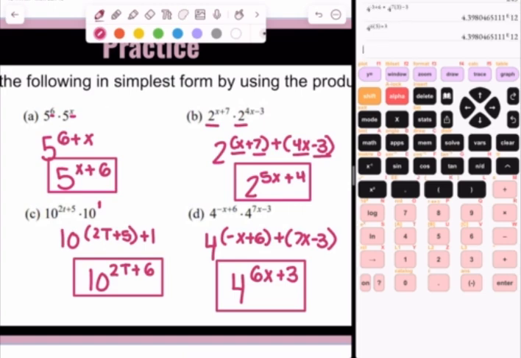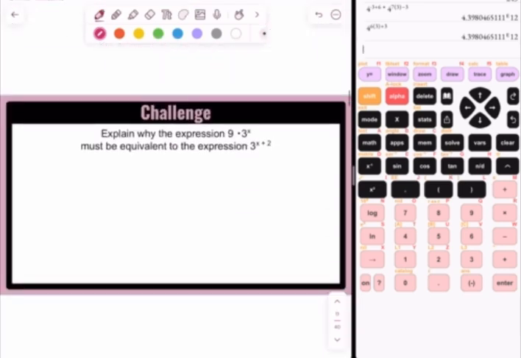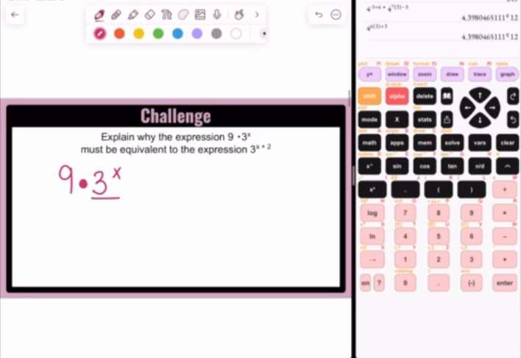Alrighty. So let's look at this challenge. Explain why the expression 9 times 3^x must be equivalent to the expression 3^(x+2). All right, 9 times 3^x. Well, I know the only way I could use the product rule when I'm multiplying is if the bases are the same. Here I have a base of 3. So I have to think using only things I know about exponents. How can I turn this 9 into a 3 as well?